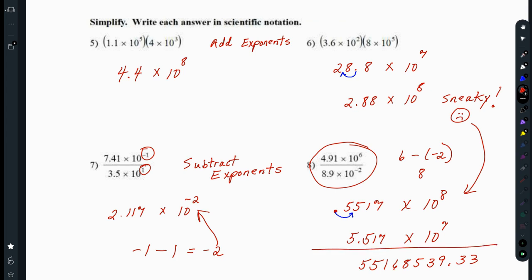And now we're just going to move our decimal point. Let's see, 1, 2, 3, 4, 5, 6, 7. So we end up with 5.51, we'll round, times 10 to the 7th. So you're certainly able to do it that way as well if you feel like that would be easier for you.